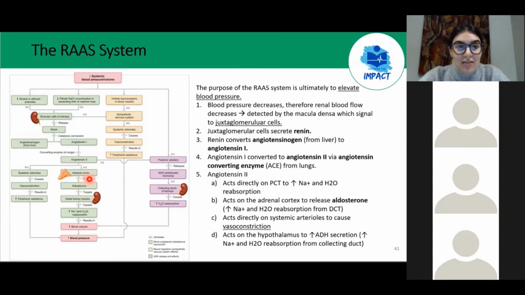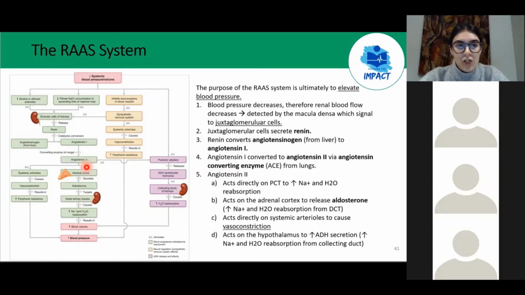So firstly, it acts directly on the proximal convoluted tubule to increase sodium and water reabsorption. So that's also super important. It acts on the adrenal cortex to increase aldosterone secretion, which we can see here. And remember, we talked about that aldosterone increases sodium and water reabsorption from the distal convoluted tubule as well. Angiotensin 2 also acts directly on the systemic arterioles to, again, increase the peripheral resistance and raise that blood pressure.